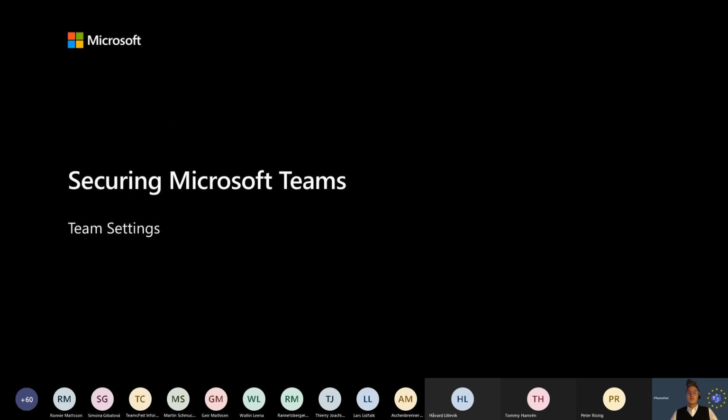So let's start with some of the most basic settings we can use and look at the basics for the team owner that he or she can make in a team.